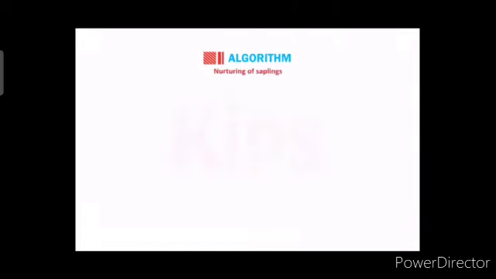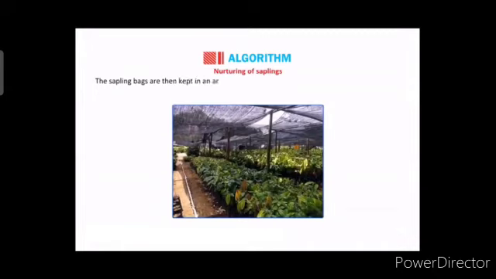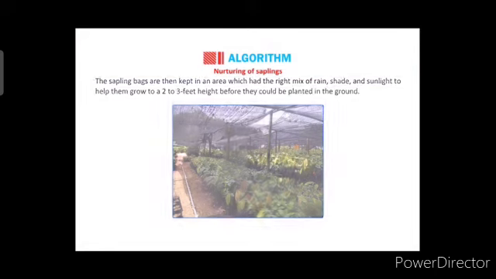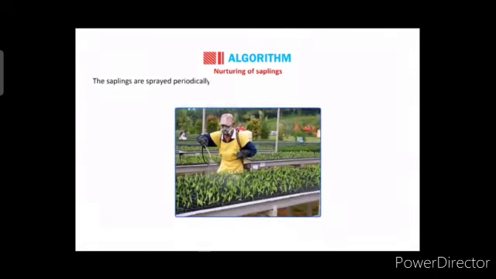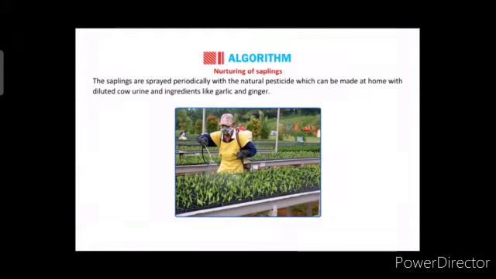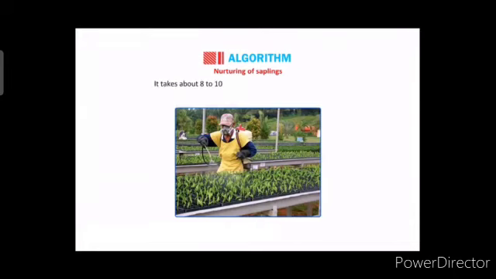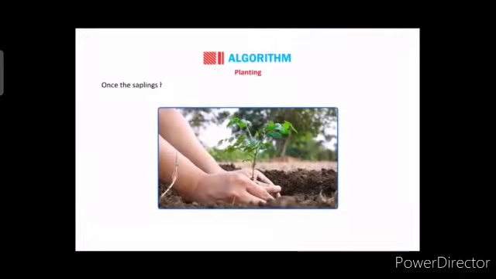Nurturing of saplings. The sapling bags are then kept in an area which has the right mix of rain, shade and sunlight to help them grow to a 2 to 3 feet height before they can be planted in the ground. The saplings are sprayed periodically with a natural pesticide which can be made at home with diluted cow urine and ingredients like garlic and ginger. It takes about 8 to 10 months for this process to complete. Planting. Once the saplings have grown to the appropriate height, they can be planted in the ground.